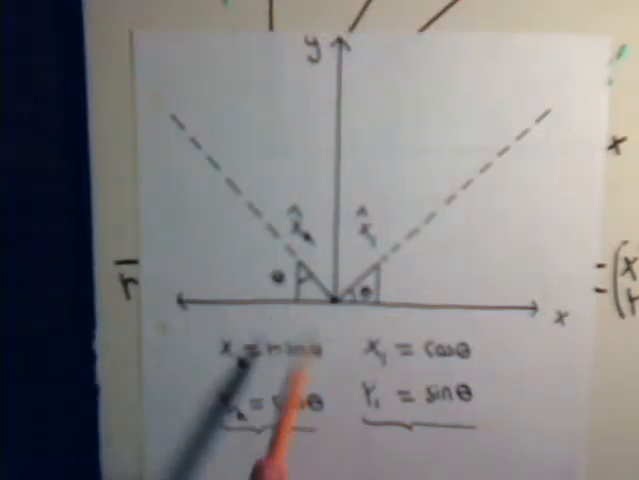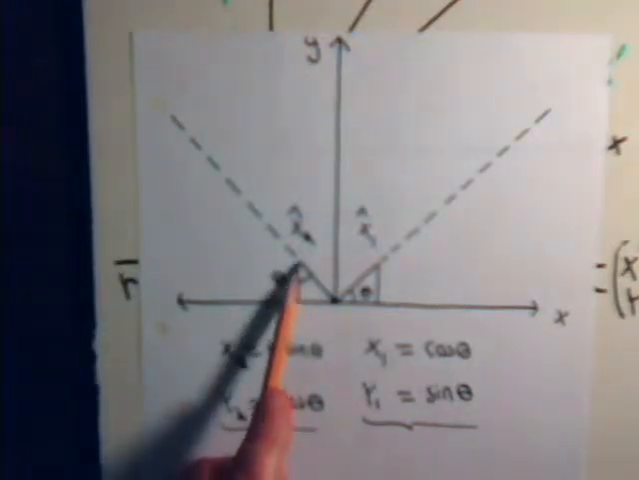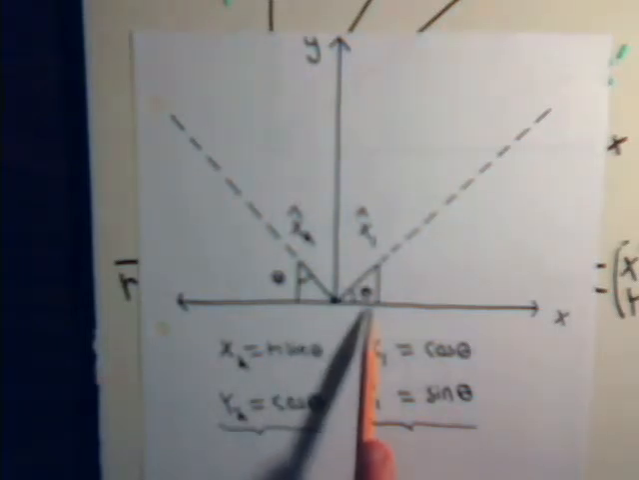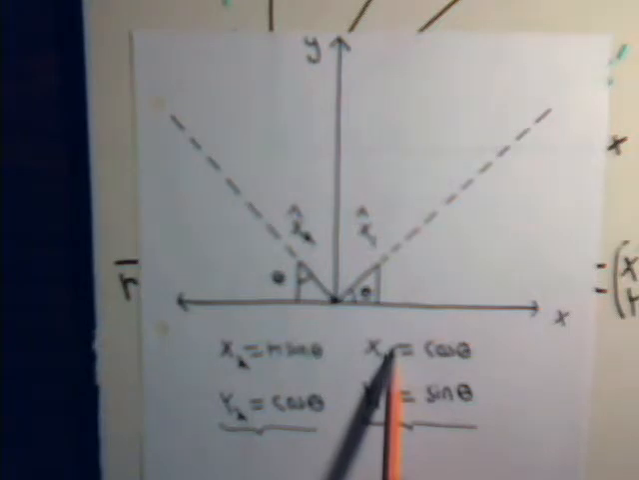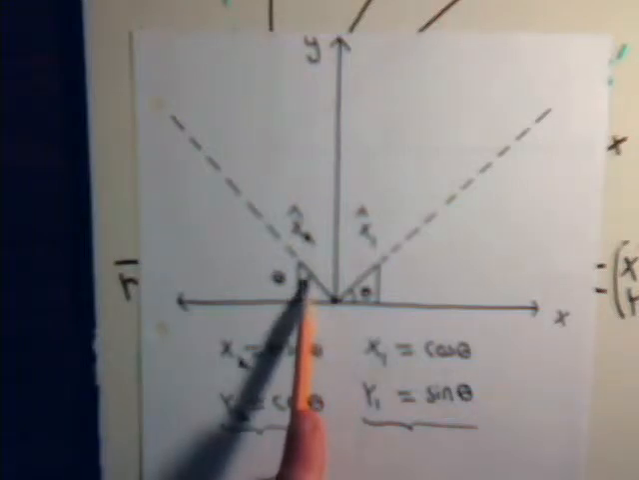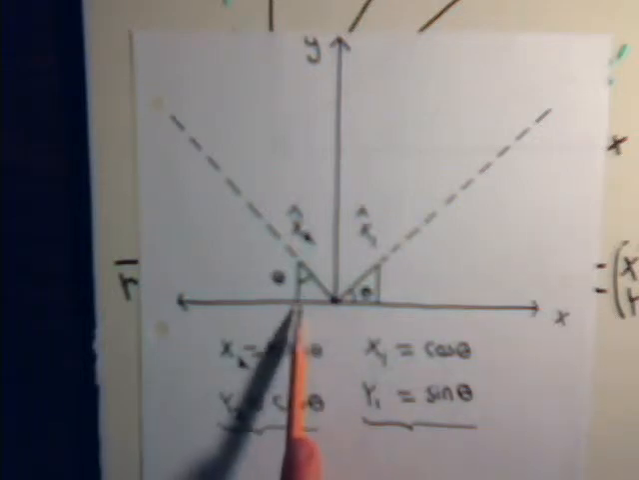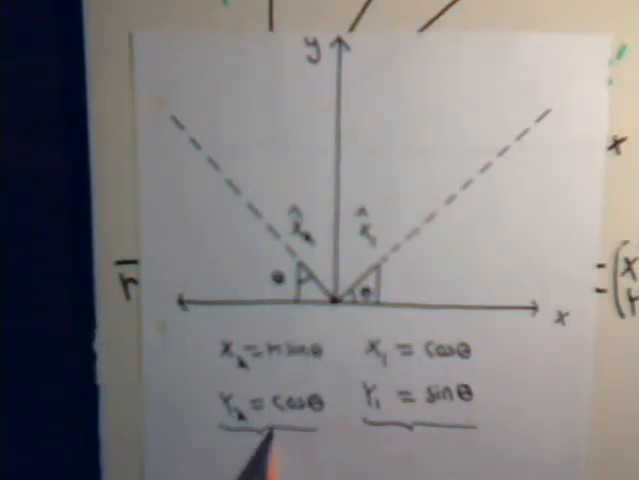In each case, the hypotenuse is 1. So x1 is just the cosine of theta. y1 is just the sine of theta. x2, that will be the sine of theta with a minus sign before it. We're going to the left. And y2 is just going to be the cosine of that angle theta.